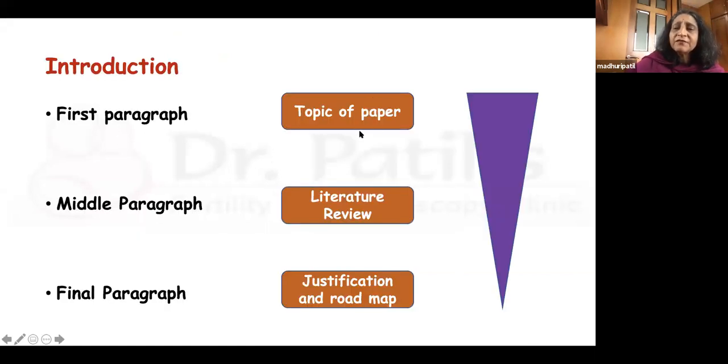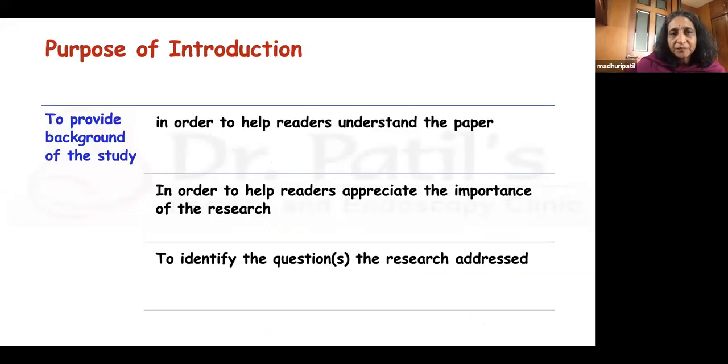So in an introduction, the first paragraph should deal with the topic of the paper. So that should be the main part. Then your middle paragraph will deal with the literature review, and the final paragraph will deal with the justification and the roadmap, that is, what is your take-home message, what you want to study in your research.